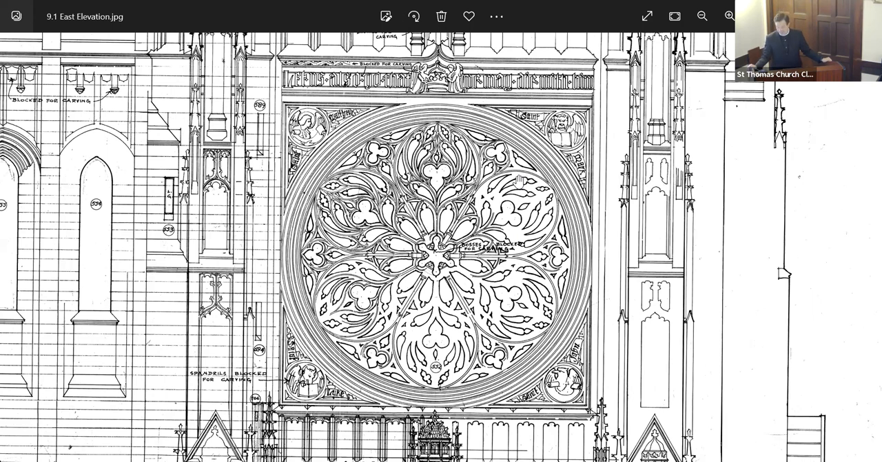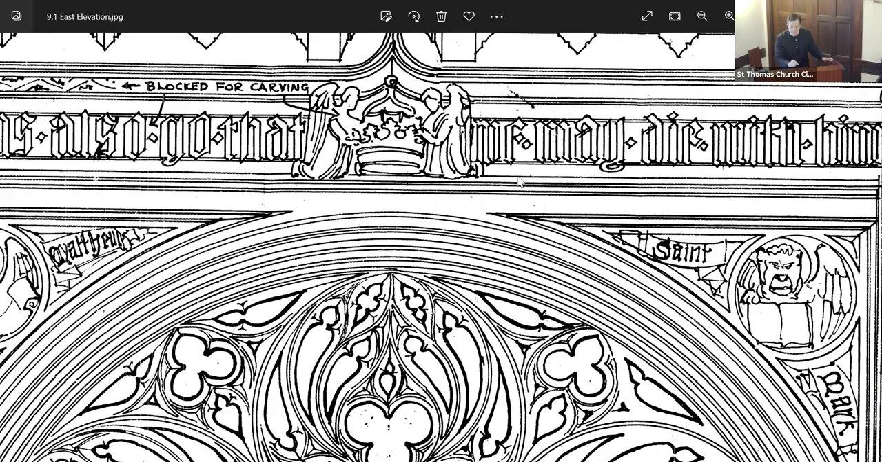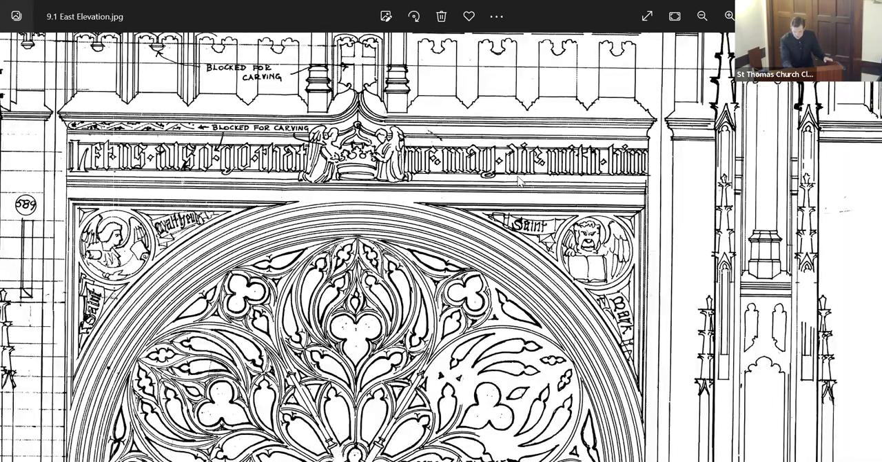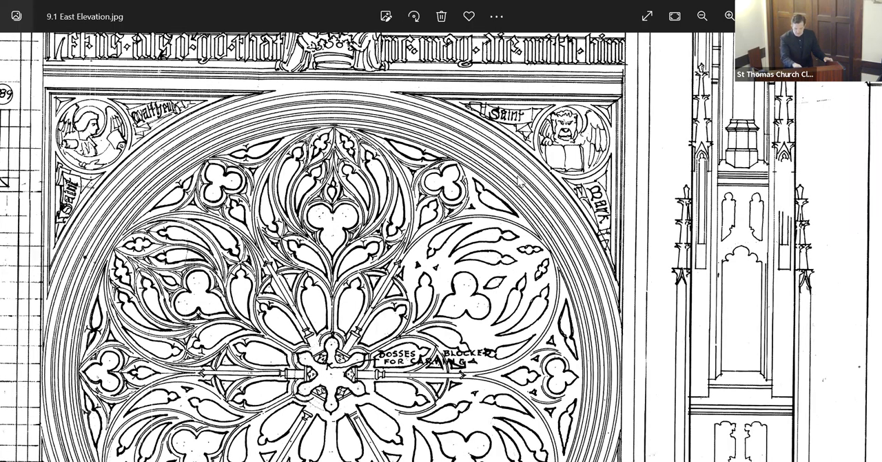An extraordinary statement. And then there's two angels that are holding the crown of Christ, the heavenly crown of Christ. All right, see that they're, and look, it says blocked for carving. That means they had not been carved initially, and we're going to be carved later. But let's look at where the real differences come up. What do you see in the rose window here? Bosses blocked for carving, it says as well.